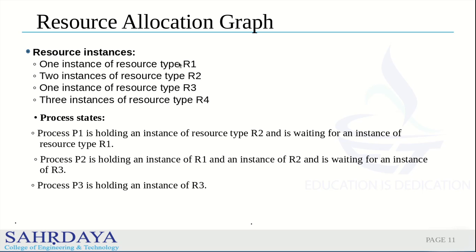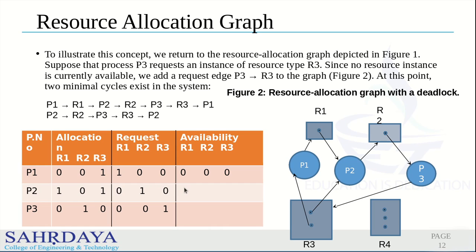One instance of resource type R1, two instances of resource type R2, one instance of resource type R3, three instances of resource type R4. Process P1 is holding an instance of resource type R2 and is waiting for an instance of resource type R1. P2 is holding an instance of R1 and an instance of R2 and is waiting for an instance of R3. P3 is holding an instance of R3.